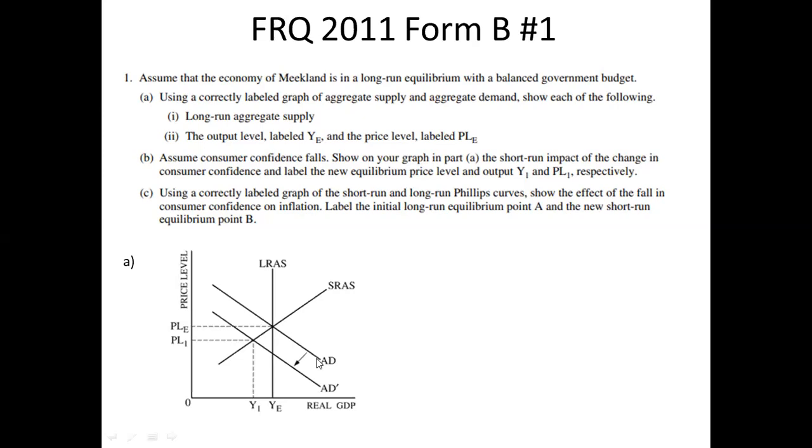That's the first shifter of aggregate demand. Aggregate demand is going to go down, as shown here. So now we are in a recession. We get a new point, PL1 and Y1. Okay, so your graph after A and B should look like this.